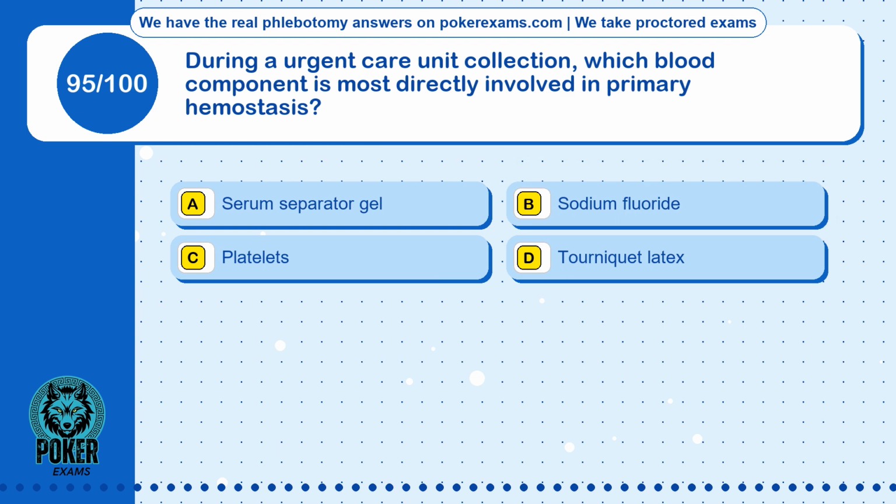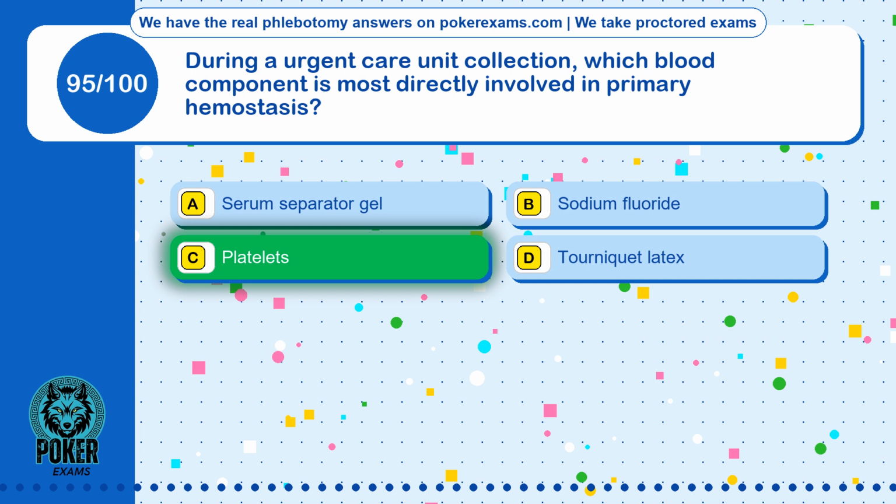Question 95. During an urgent care unit collection, which blood component is most directly involved in primary hemostasis? Option A, serum separator gel. Option B, sodium fluoride. Option C, platelets. Option D, tourniquet latex. The correct answer is option C.